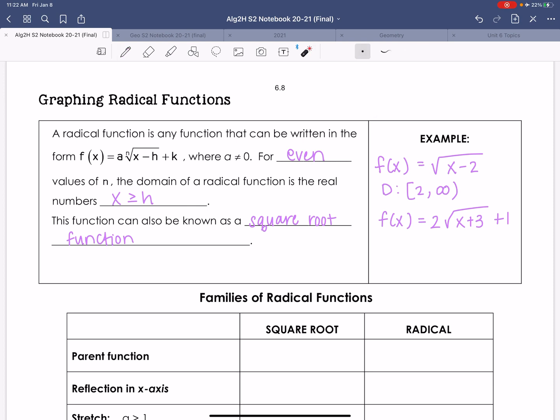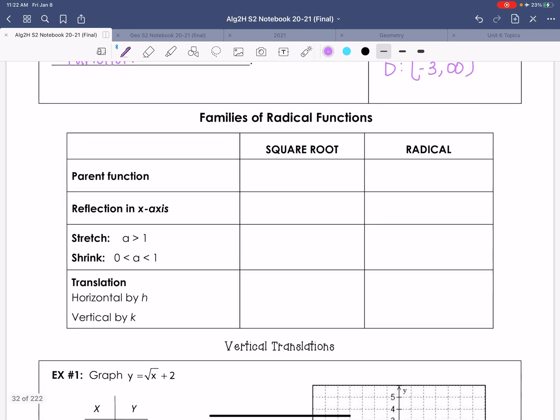So we should know what's happening to this graph. The 2 is a vertical stretch by 2. This is going to go left 3, up 1. The up 1 is going to end up changing my range, but we're just going to talk about the domain right now. This domain is going left 3, so it's going to start at negative 3 and then go towards infinity. So we have domain from negative 3 to infinity, again with a bracket around the negative 3 because it is included. And we'll get into more of this.